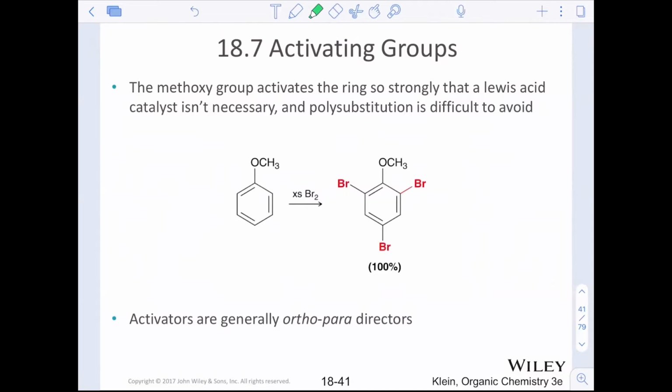The methoxy group activates the ring so much, it is such a strong activator that the Lewis acid catalyst is not necessary for halogenation, because the ring is so strongly activated with that oxygen. Poly substitution is difficult to avoid. But what we see again is that we get positions that are ortho and para, O and P, no metas.